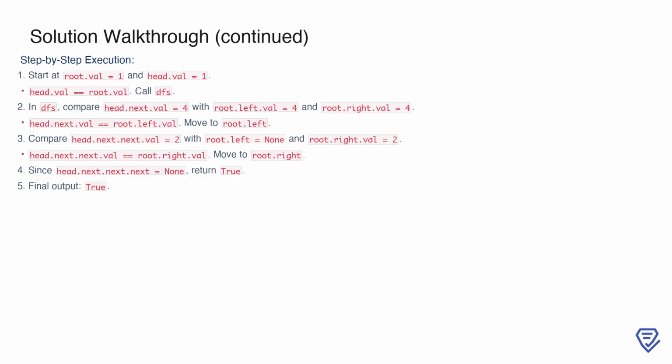At this new tree node, we compare the next value in the linked list, 2, with its left and right children. The left child is null, but the right child has the value 2, which matches. Since there are no more nodes left in the linked list to check, the DFS returns true. The result propagates up the recursion stack, confirming that the linked list, 1-4-2, exists as a subpath within the binary tree. The final output is true.